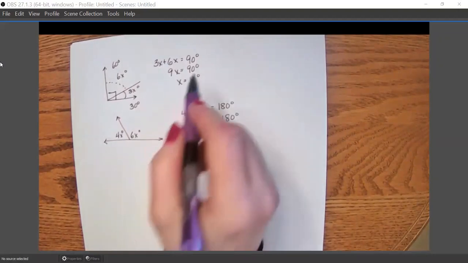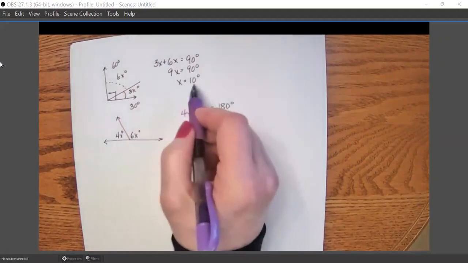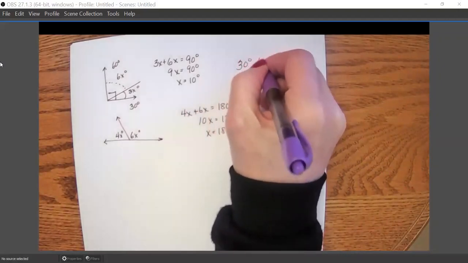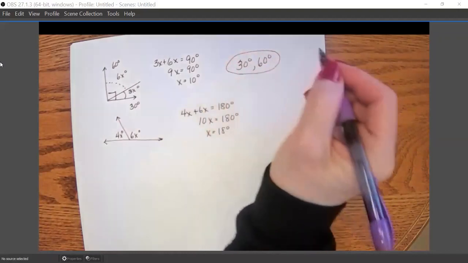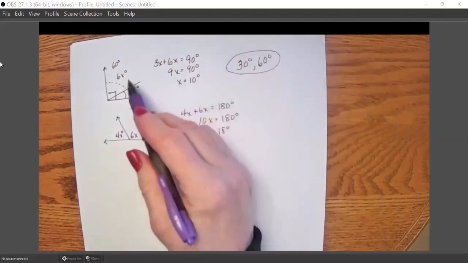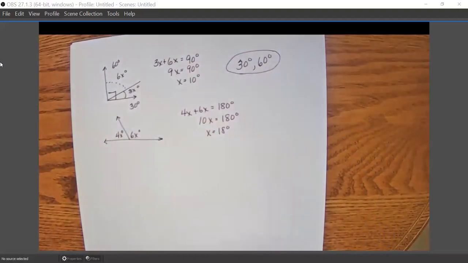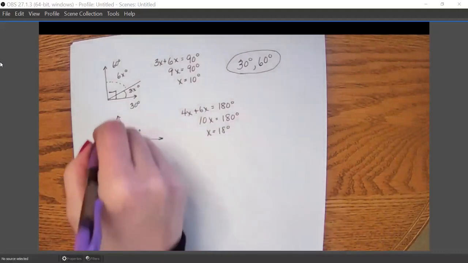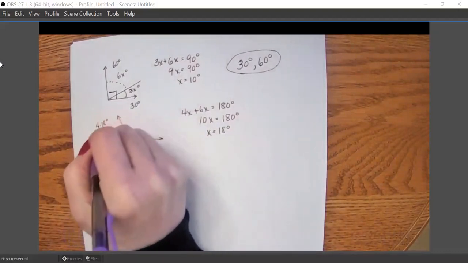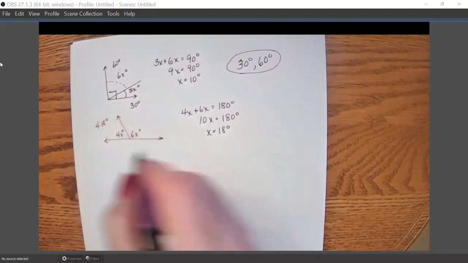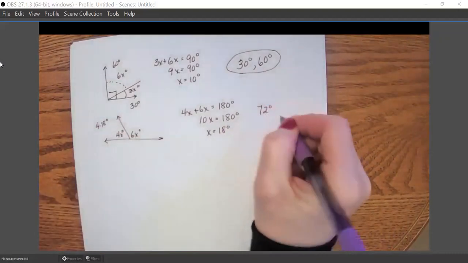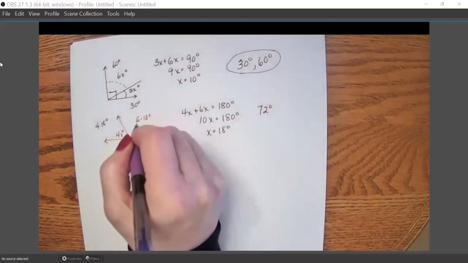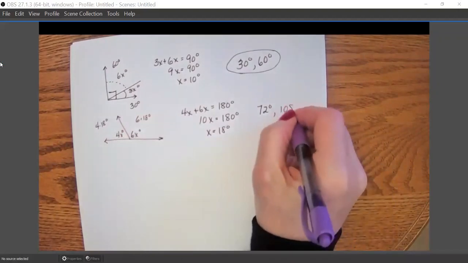So in the previous example, you would not circle x is 10 degrees. That's not the final answer. Here the answer was a 30-degree angle and a 60-degree angle. X was just used in the calculation of the degree measurement. Here my final answer is not 18. Here my answer is this angle is going to be 4 times 18 degrees, which is 72 degrees, and this angle is going to be 6 times 18 degrees, which is 108.